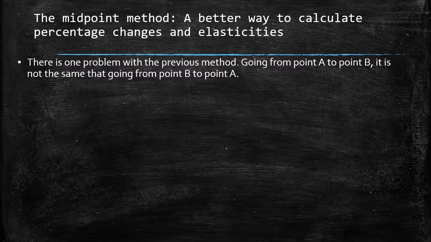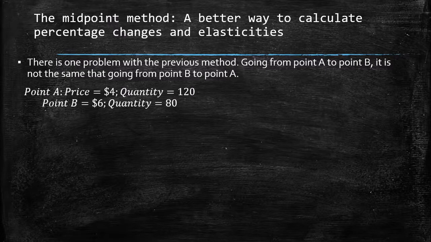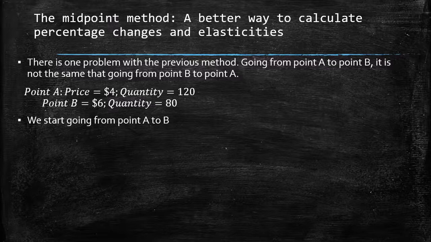Imagine that we are going from point A to B, but it's not the same as going from B to A. What does it mean? Imagine that we are at point A. With a price of 4, we demand a quantity of 120 goods. But there is an increase in the price, so it means point B, where the price is 6. So the quantity is going to decrease to 80. So we are going to start analyzing from point A to B.